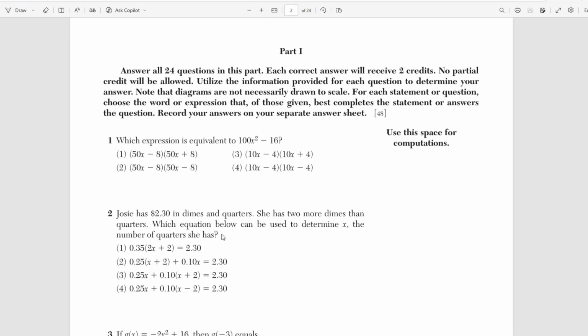That being said, we're going to go ahead and start off with number 1, which asks us which expression is equivalent to 100x squared minus 16. So to solve this problem, you just need to know that a squared minus b squared is equal to a plus b times a minus b, okay?